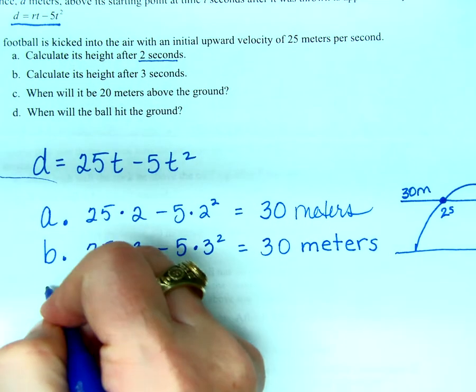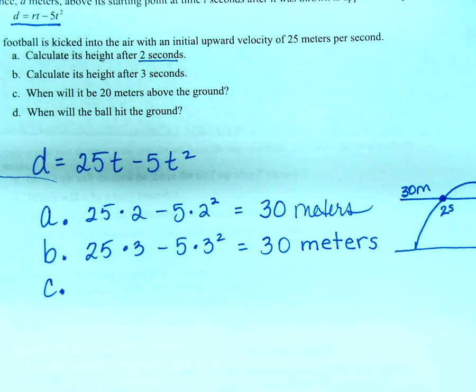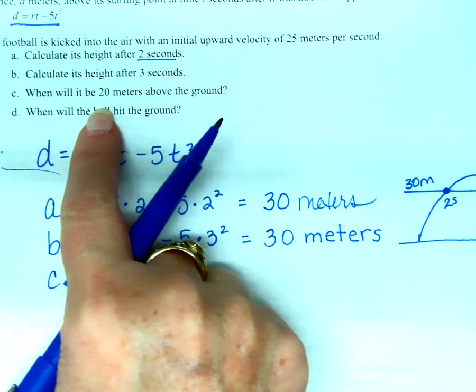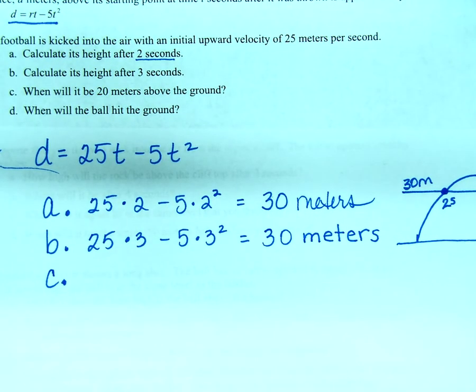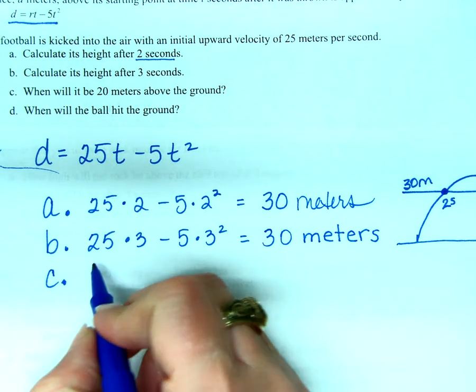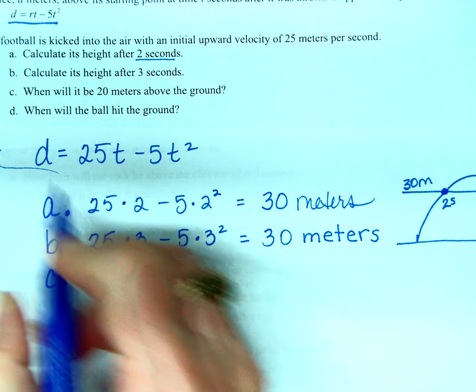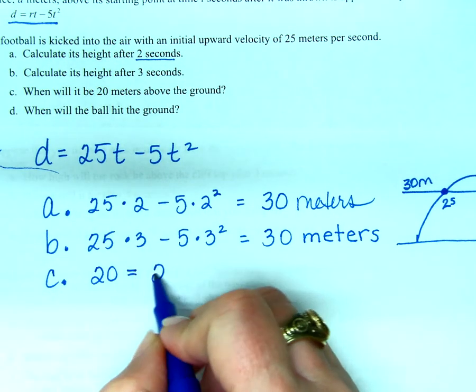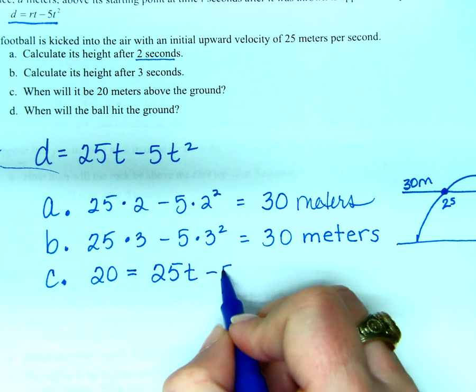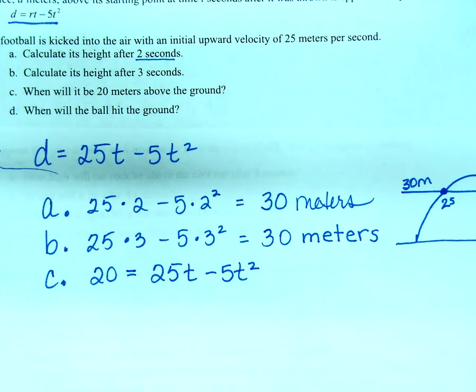What about C? Part C. When will it be 20 meters above the ground? Is that a time? Oh, that's a distance, right? So 20 is going to go in for our distance this time, right? So 20 equals 25t minus 5t squared. Got it?